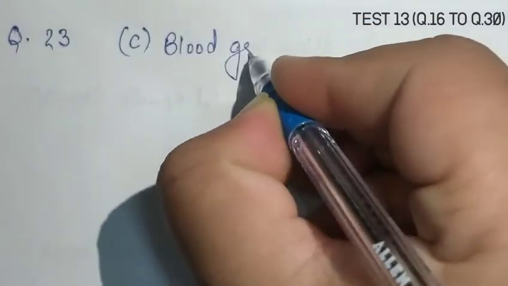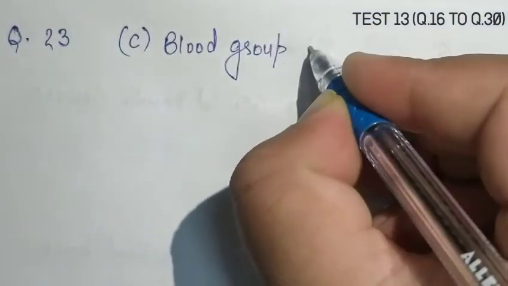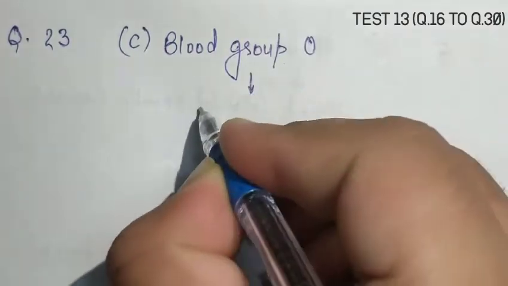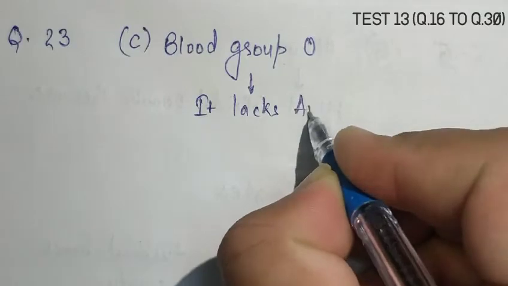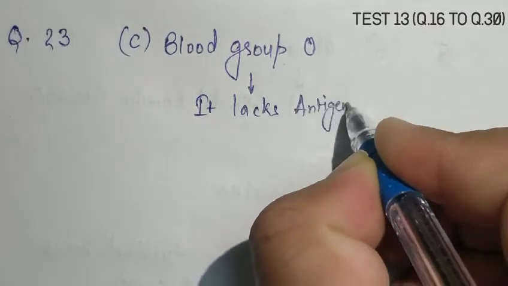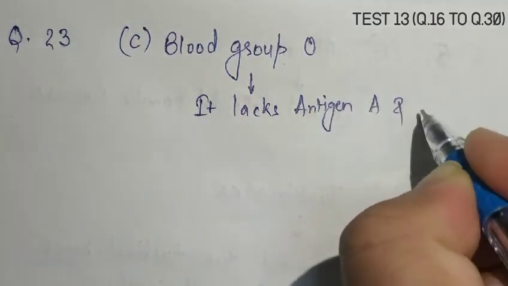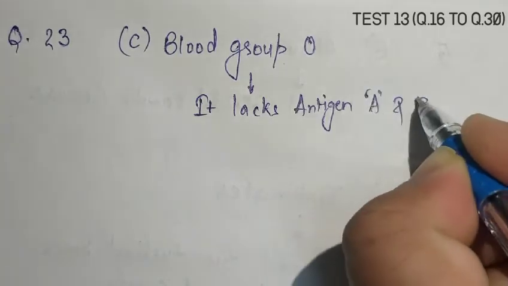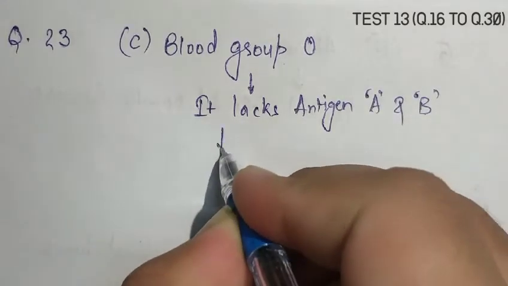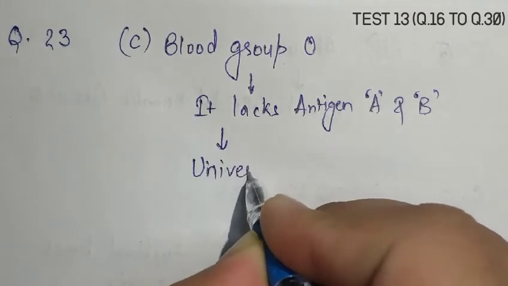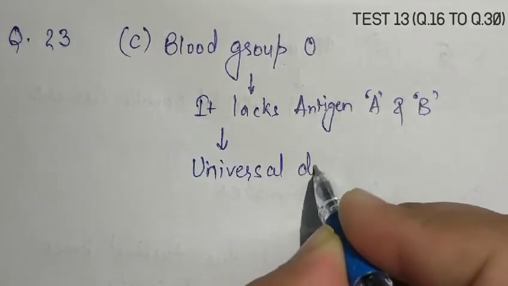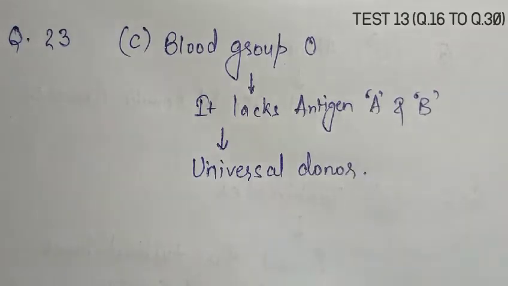Blood group O, because it lacks antigen A and B, so it acts as a universal donor. So the correct answer is C.